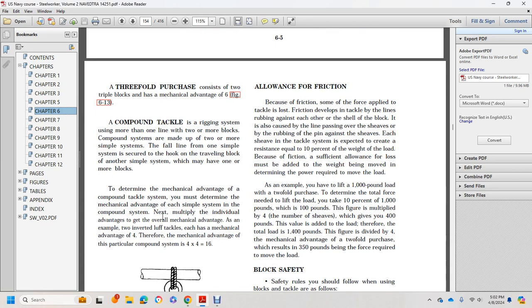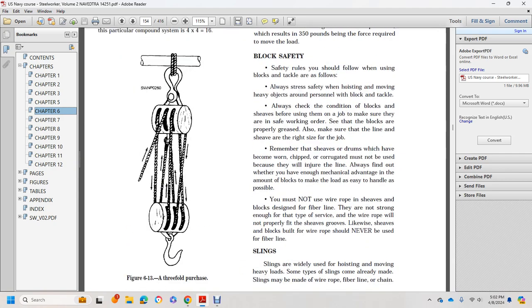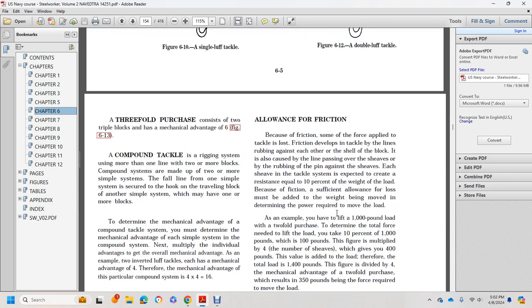As an example, two inverted luff tackles each have a mechanical advantage of 4, therefore the mechanical advantage of the compound system would be 4 times 4, which is 16. Figure 6-13 shows the three-fold purchase, and then allowance for friction.